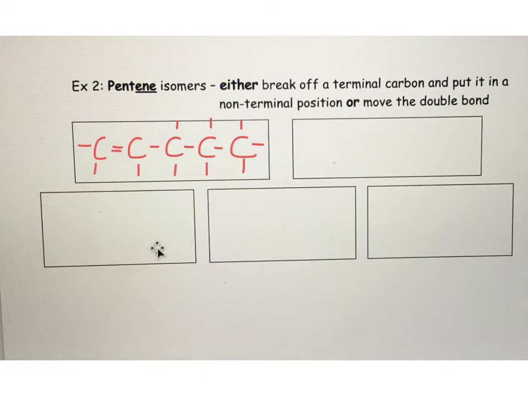All right, so what's the easiest thing to do? The easiest thing to do is to move the position of the bond. So this is just pentene. The next thing I'm going to do is move the bond because that creates a new compound. So I'm going to put it there. I'm going to put in my H's. This is now an isomer. This is now 2-pentene.